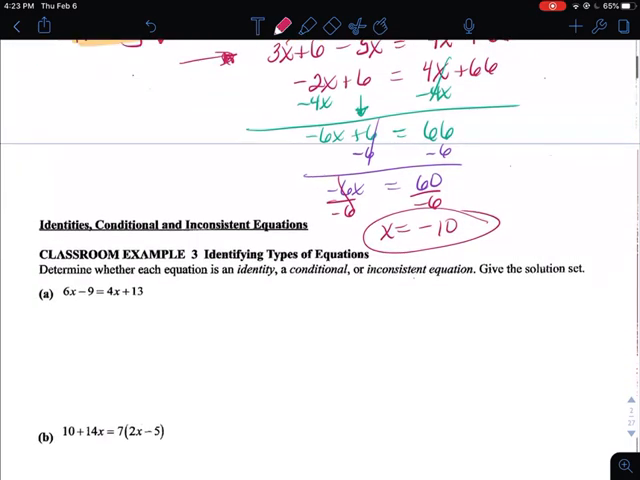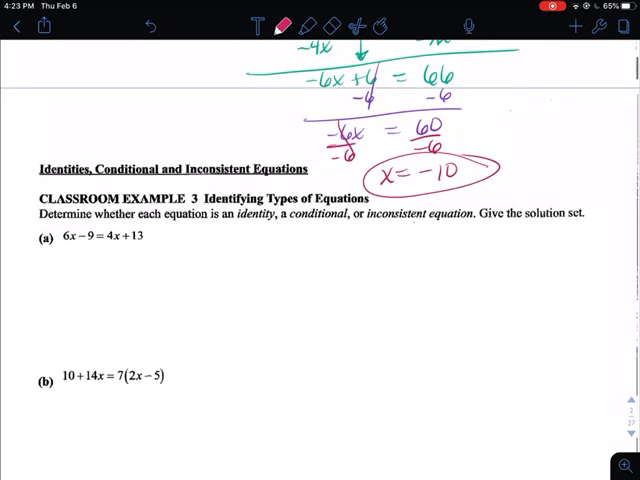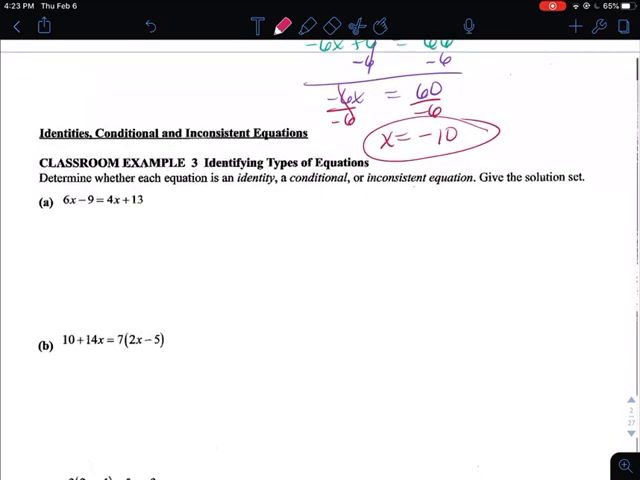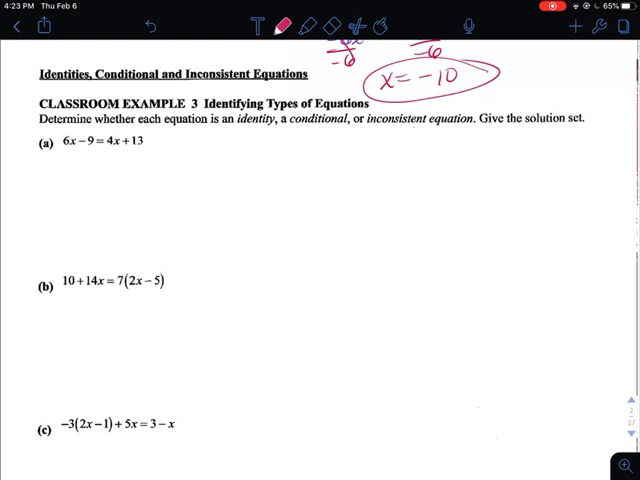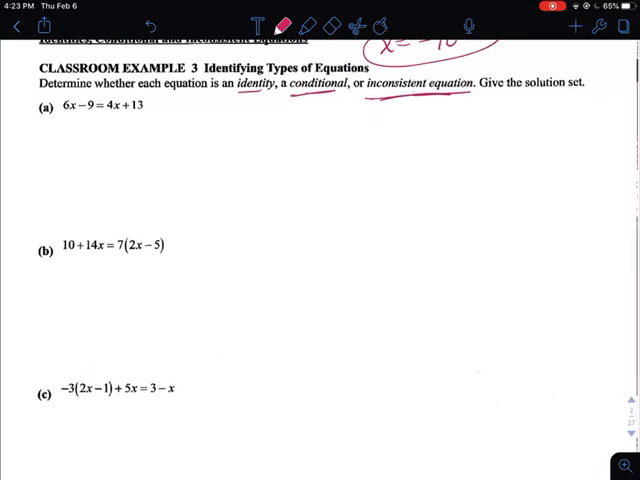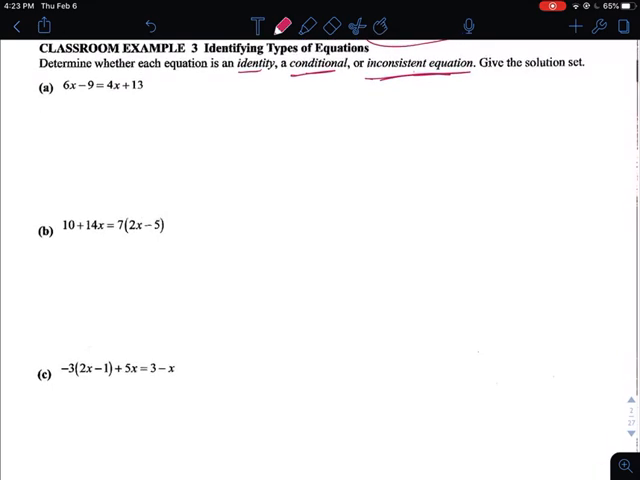All right. Next, we're going to talk about classifying equations. So you have 3 types of equations. You have an identity equation, a conditional equation, or an inconsistent equation. And they all depend on what type of solution you get in your final answer. So we're going to run into all three cases in this next example. We're going to solve these equations just like we did before. The goal is to get x by itself.